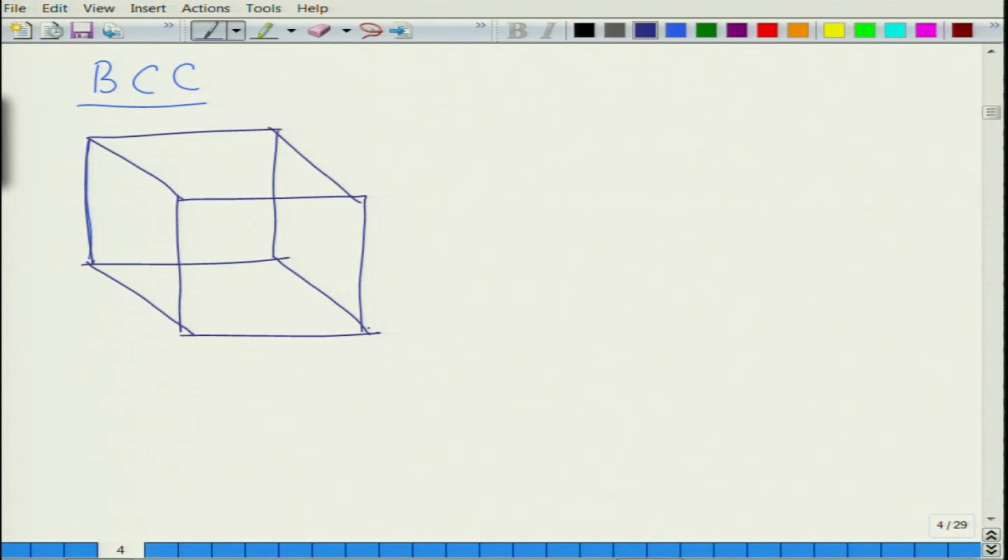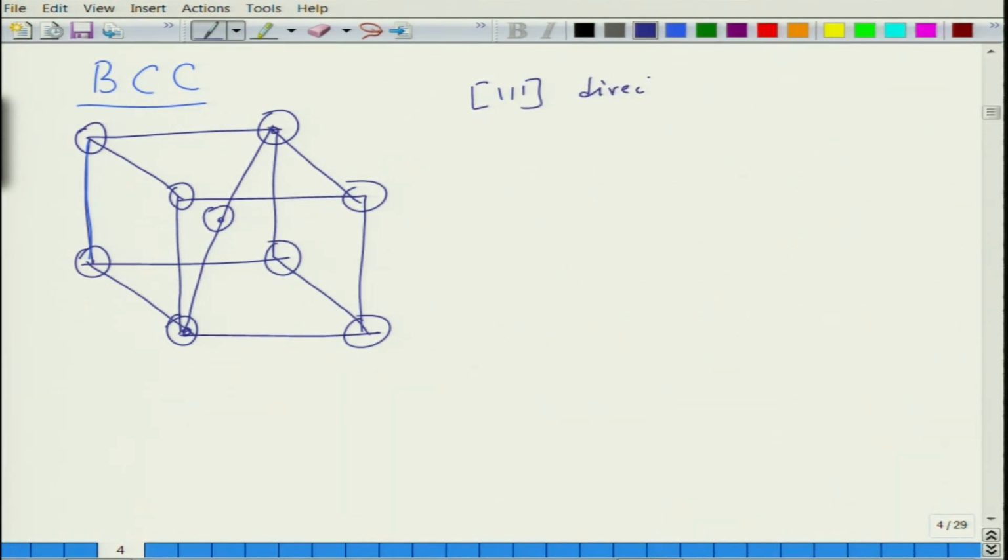So, this is a BCC system. In BCC you have atoms here, here, here, here, here, here, and there is one at the center. In BCC, the 111 direction, which connects this atom, this atom, this atom, is a close packed direction with highest linear density.